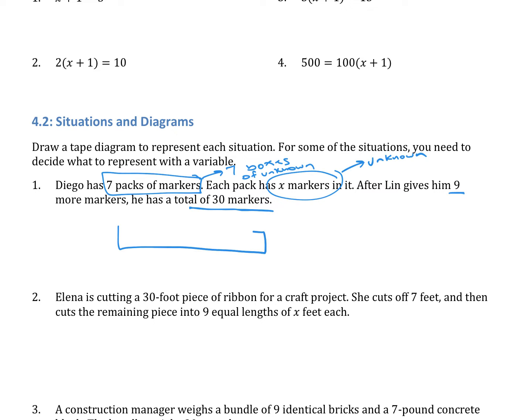So first thing I do is I'm going to put the 9 in its own box, and then I want to draw 7 boxes, X in each of those boxes. And then I have my total of 30. So that is what your tape diagram should look like.